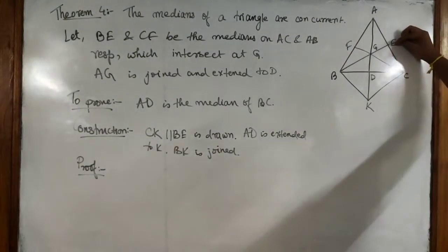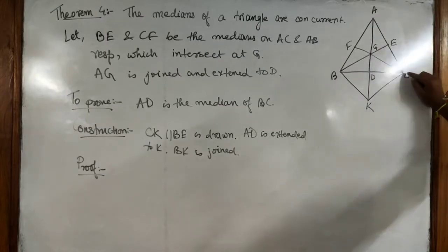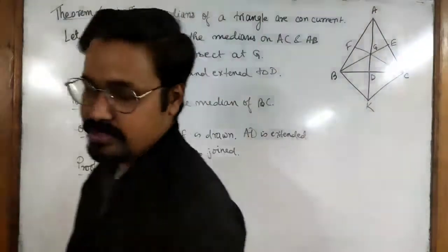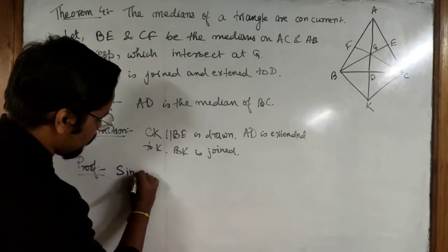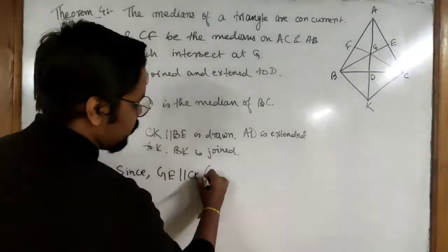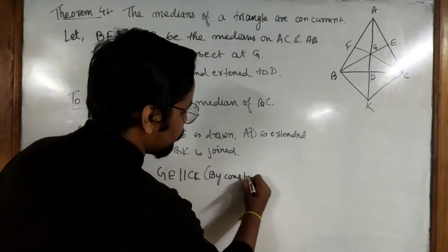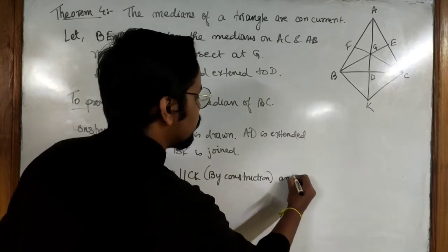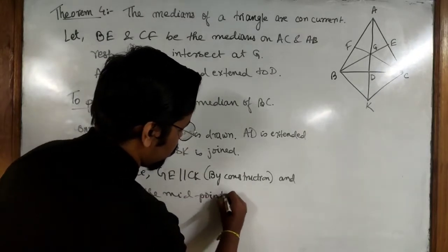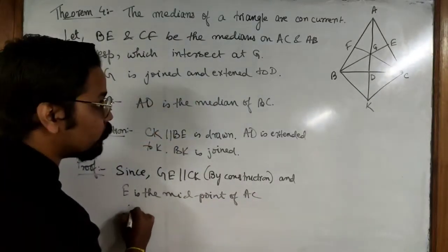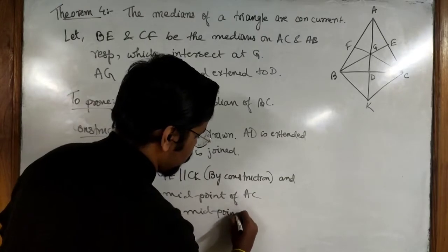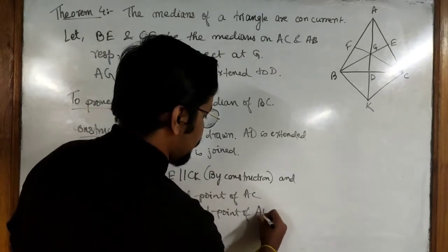So here, as we have E as the midpoint of AC and GE parallel to KC, therefore in triangle ACK, G will be the midpoint of AK. So we will write about this. So since GE is parallel to CK, this is by construction, and E is the midpoint of AC, therefore G is the midpoint of AK.